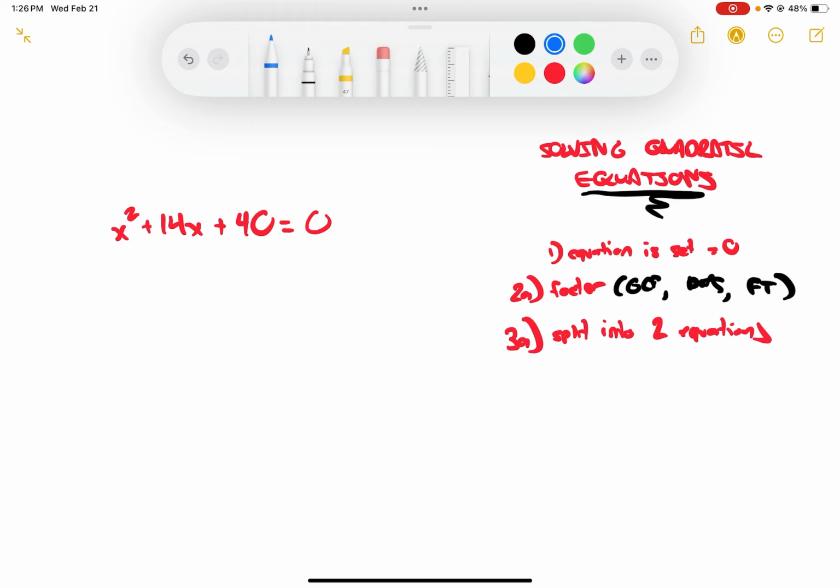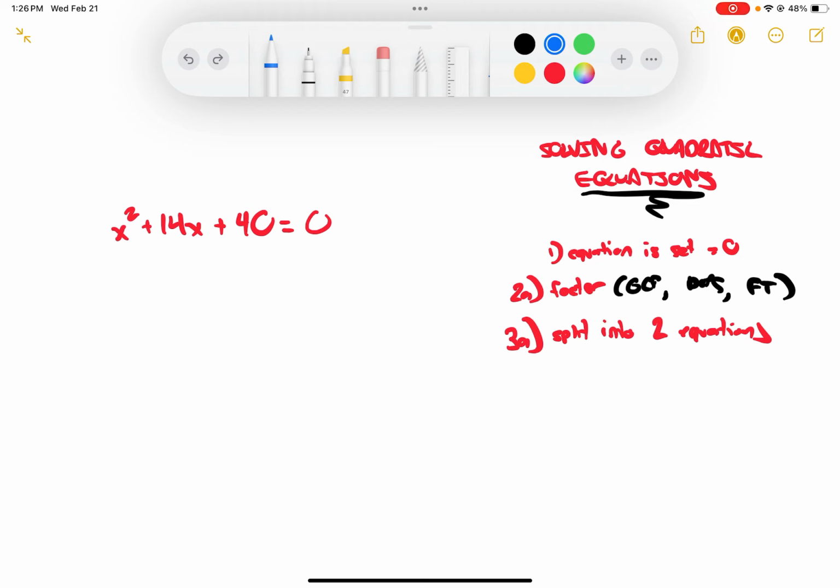So there is no greatest common factor. It looks like 2 because they're both even, but you have to remember the x squared has a coefficient, and that's a 1, so there's not really going to be any common factors. They also don't share a variable, right? That 40 does not have an x. And it's not a binomial, so I cannot do DOPS. So I have to do my trinomial factoring.